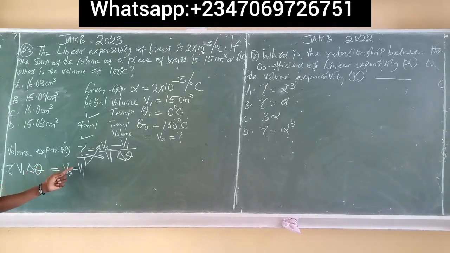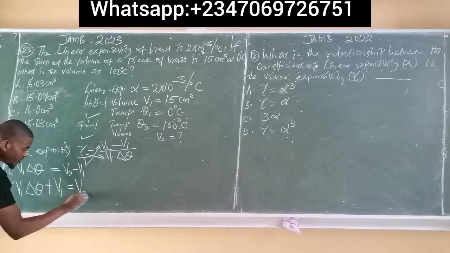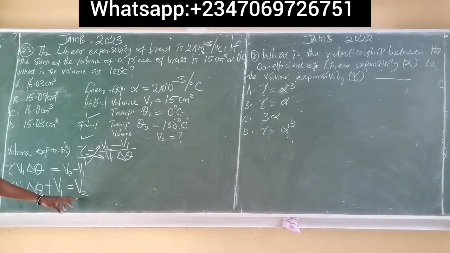Now we are asked to find V2, which means we need to send V1 over to this side of the equation. Negative V1 crosses over and the equal to sign becomes positive. So I have gamma multiplying V1 multiplying change in temperature, plus V1, and this is equal to V2. So this is what I'm looking for, V2.